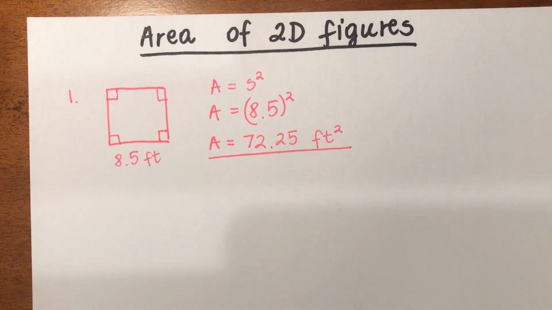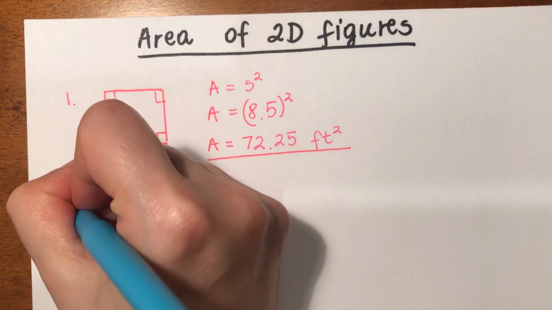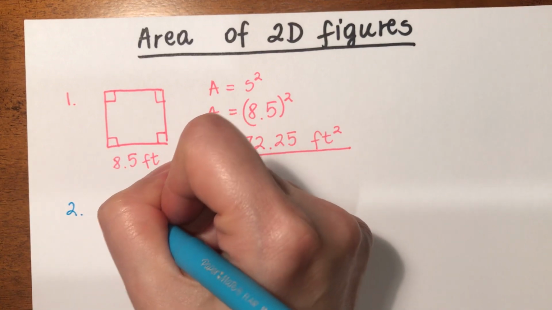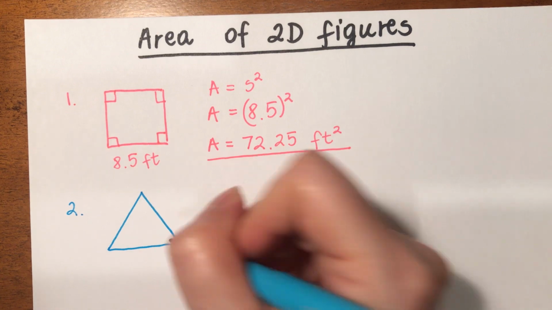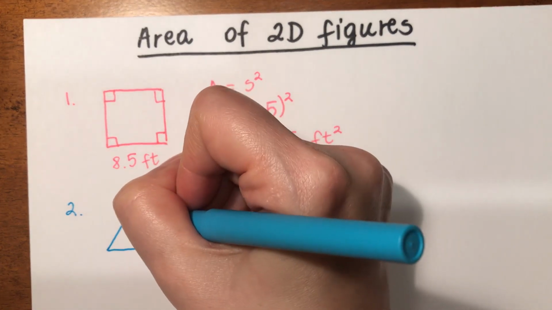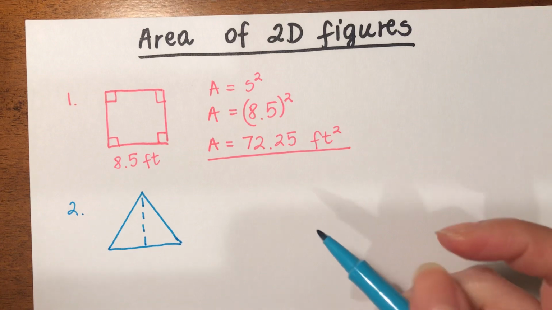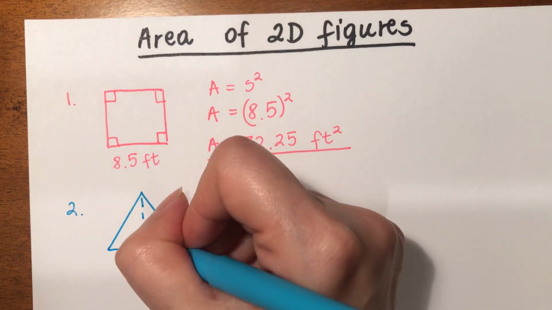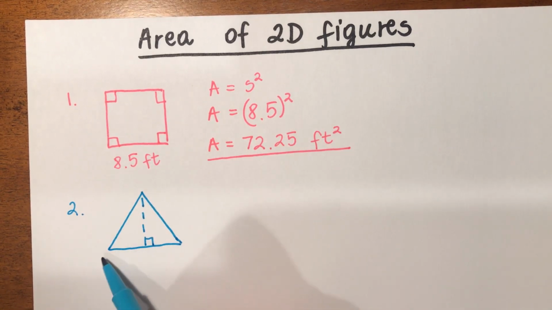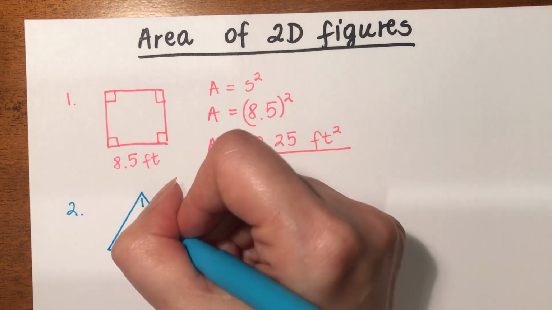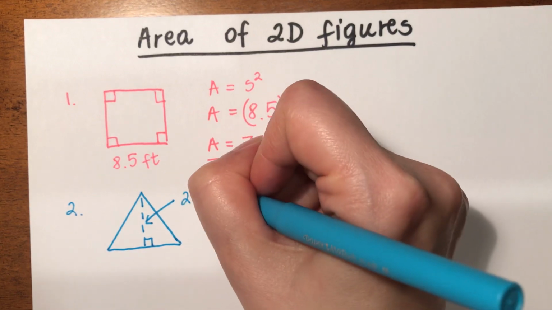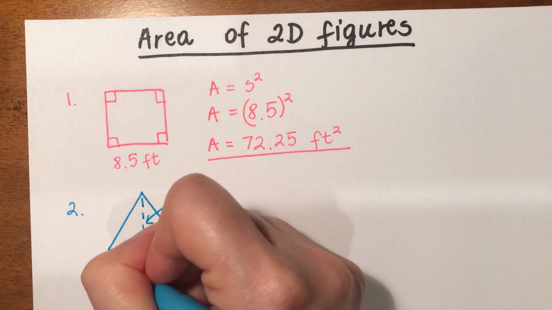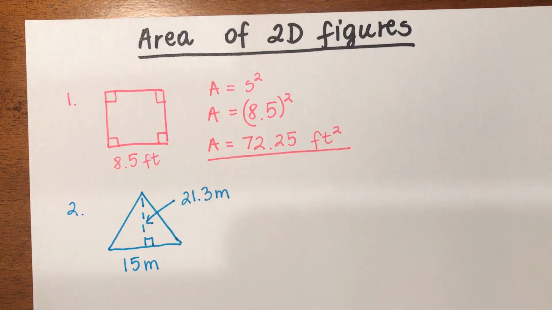Okay, number 2. Number 2, we're gonna draw a triangle. So here's my triangle. Okay, and then I'll draw a dashed line. And this dashed line is a height of the triangle, and it's always perpendicular to the base of the triangle. So this dashed line, this height is 21.3 meters. And the base of this triangle is 15 meters.